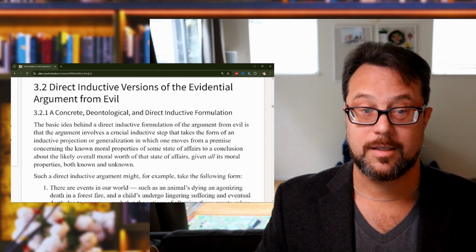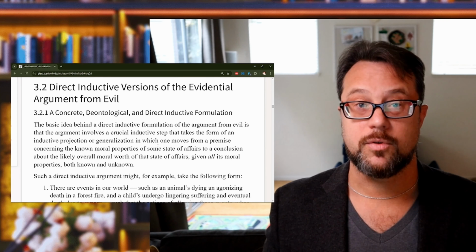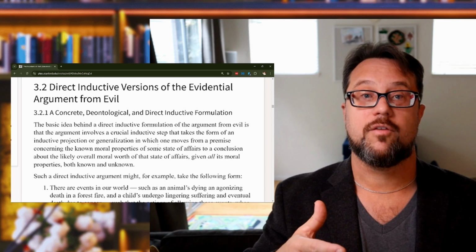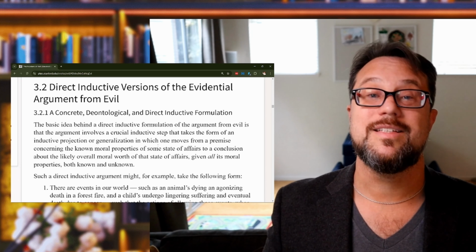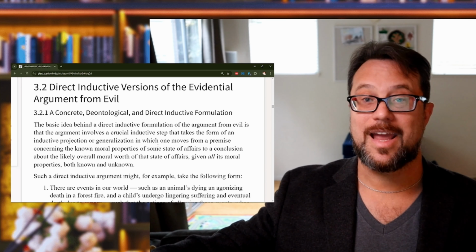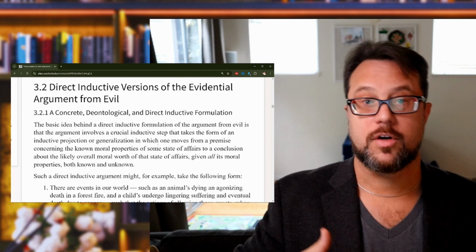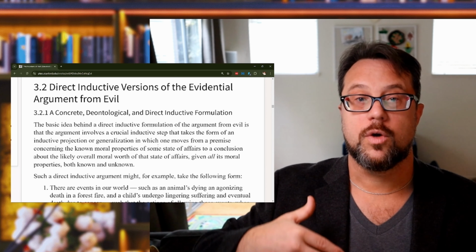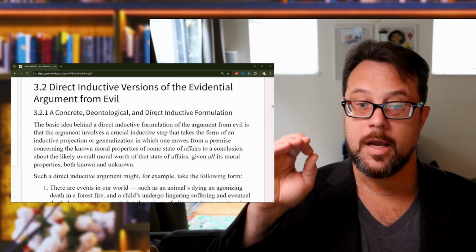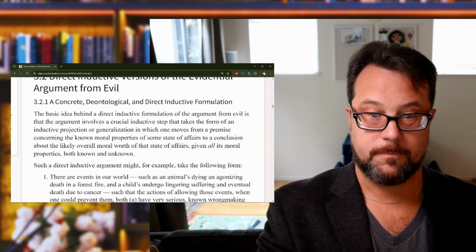Now this is direct, it's concrete. What does that mean? Concrete, well, it goes off concrete examples, the suffering of the fawn. Tooley also mentions a child dying from cancer. And then also it's deontological. So we're directly looking at the wrong-making and right-making properties of various actions. And that contrasts with the axiological approach, which focuses on the value of states of affairs. So let's take a look, we'll read a little bit of it and then I'll comment on it.